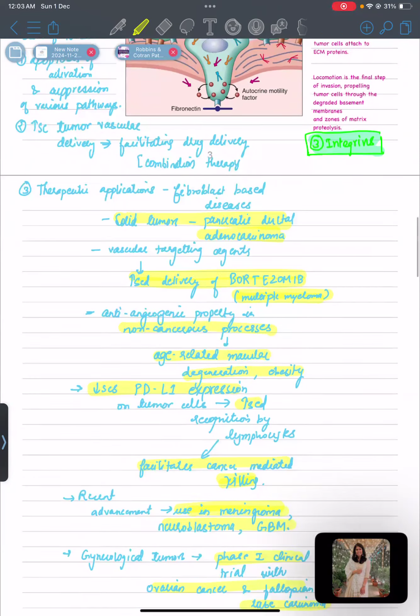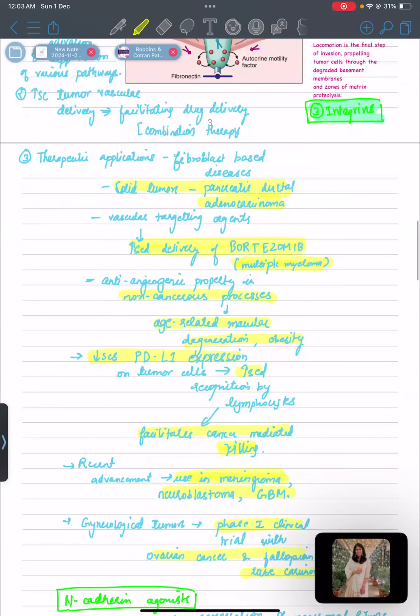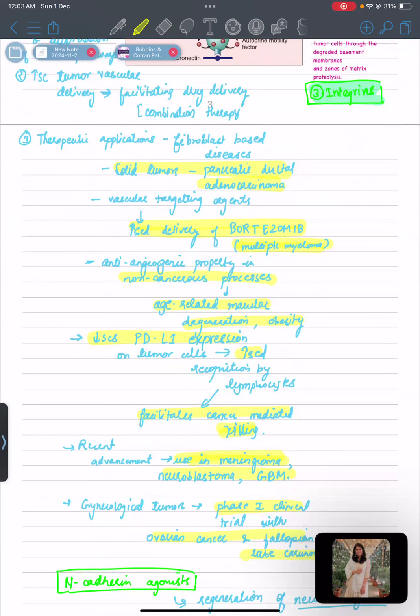Then the N-cadherin antagonists are also seen to decrease the PDL1 expression. So PDL1 expression, basically PDL1 causes the evasion of T cell recognition.